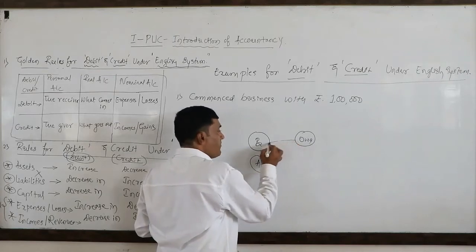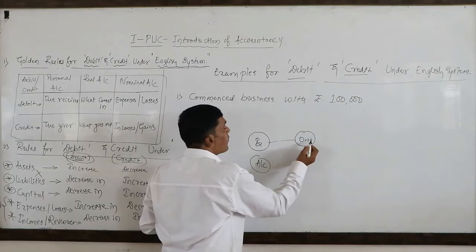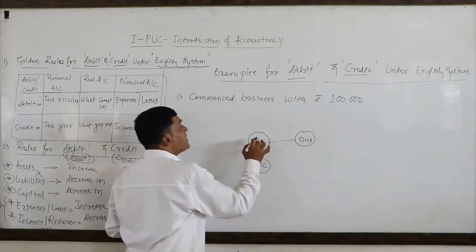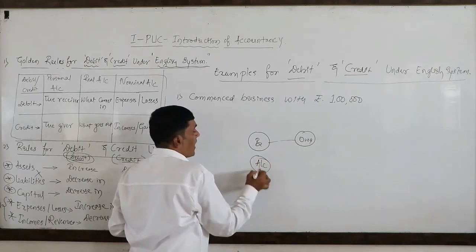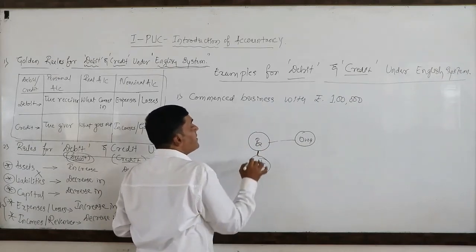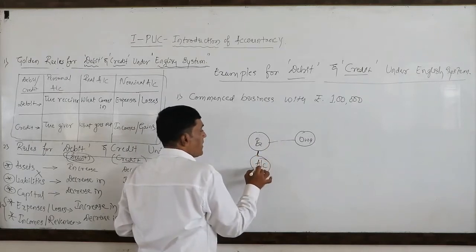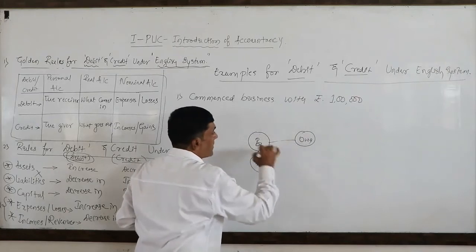Here the owner invests money into the business for its commencement. We are the accountant of this business. Here there are three: the business, the accountant and the owner.